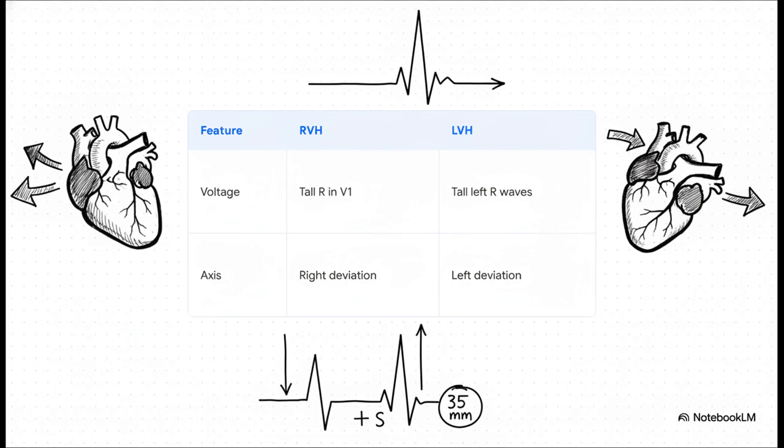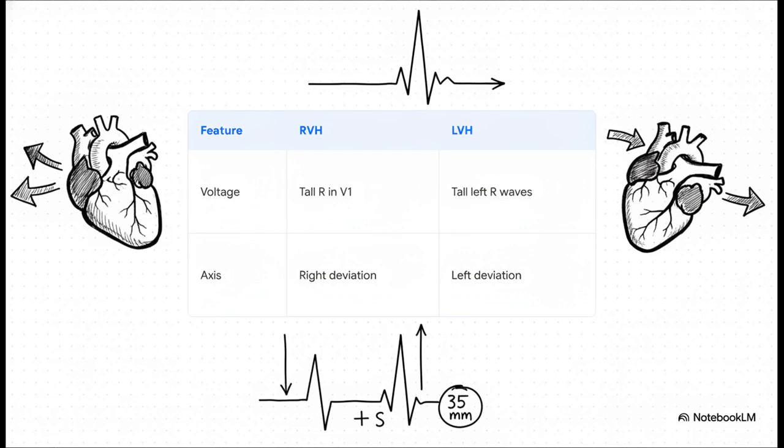But if the left ventricle is thickened, which we see a lot from years of high blood pressure, it generates massive leftward forces. You're going to see incredibly deep S waves on the right chest leads and massive, tall R waves on the left. In fact, if the S wave in V1 plus the R wave in V5 or V6 is greater than 35 millimeters, that is a classic hallmark of left ventricular hypertrophy, and that's a major, non-invasive marker of cardiovascular risk.